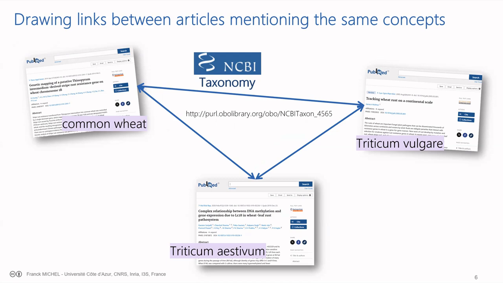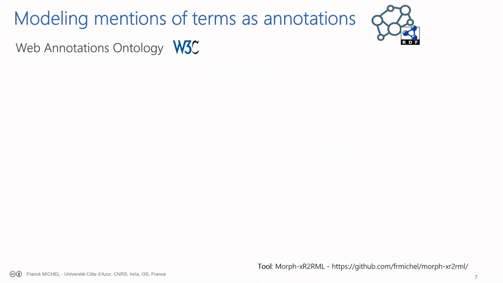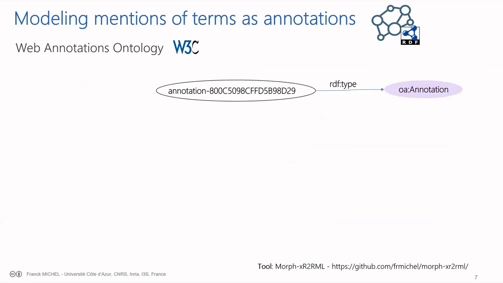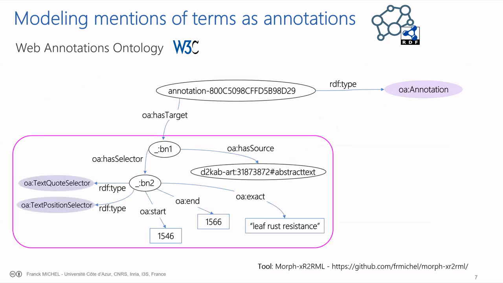So the next step is to turn all of these mentions of named entities into a knowledge graph. Briefly, if you are familiar with RDF knowledge graphs, here is the model. We use the Web Annotations Ontology, which is a W3C standard, and we represent each mention of a named entity as an annotation. The target of the annotation represents the specific piece of text that is being annotated. Here, this is leaf rust resistance in the abstract.